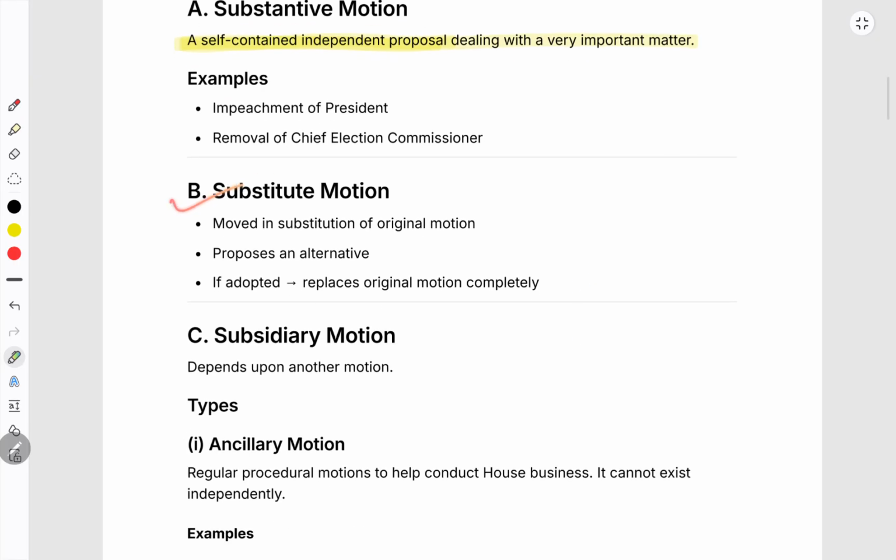Second is substitute motion. Substitute motion is moved in substitution of the original motion. So this proposes an alternative. The name itself tells you, substitute. It proposes an alternative, so if this is adopted, it will replace the original motion completely.